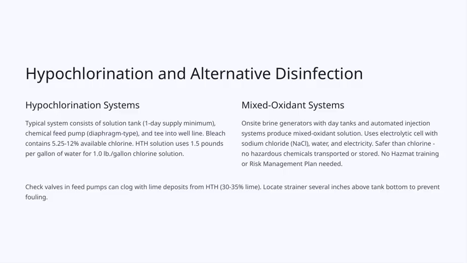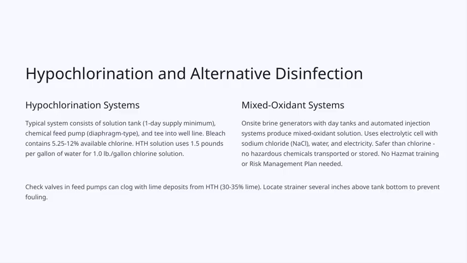Moving on to mixed-oxidant systems, these are a bit more advanced. They involve on-site brine generators that have day tanks and automated injection systems to produce the mixed-oxidant solution right there on site. The key component is an electrolytic cell that uses sodium chloride, water, and electricity to generate the disinfectant. One major advantage of these systems is safety. They're considered safer than traditional chlorine because there's no need to transport or store hazardous chemicals. This also means you don't require hazmat training or a risk management plan for these systems.